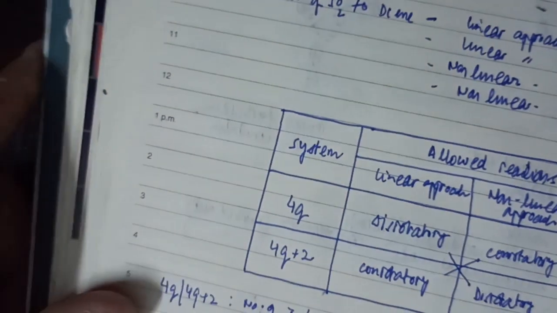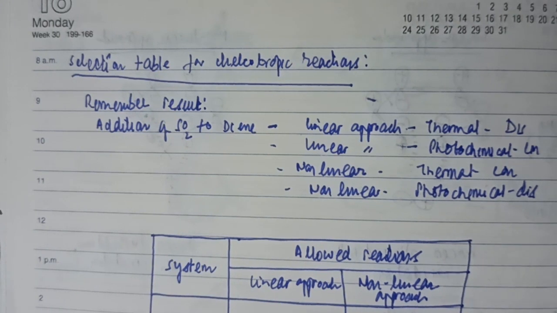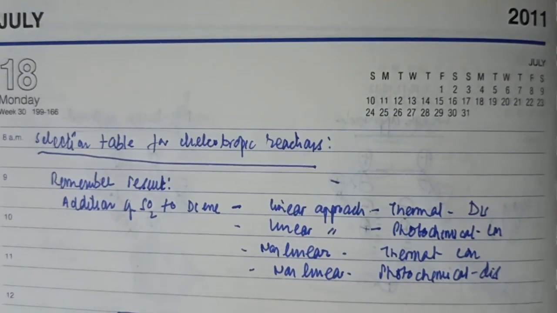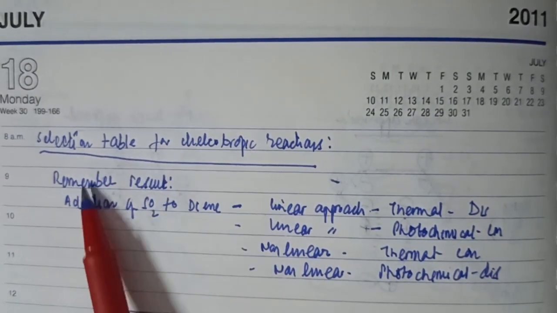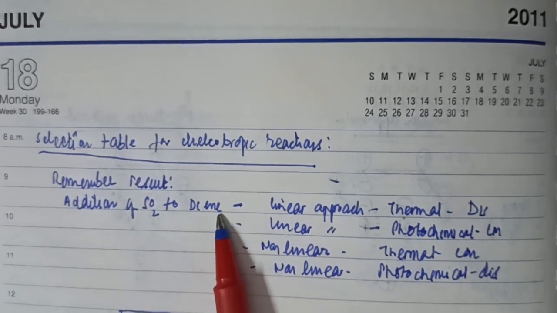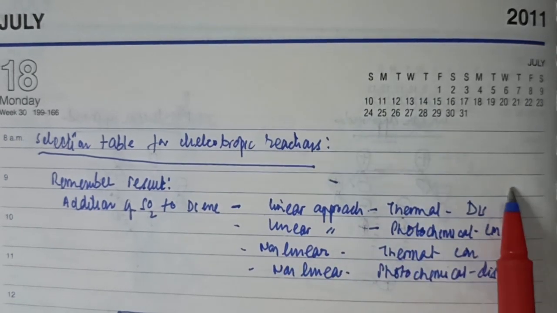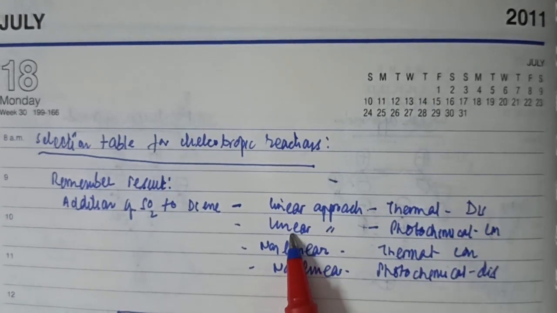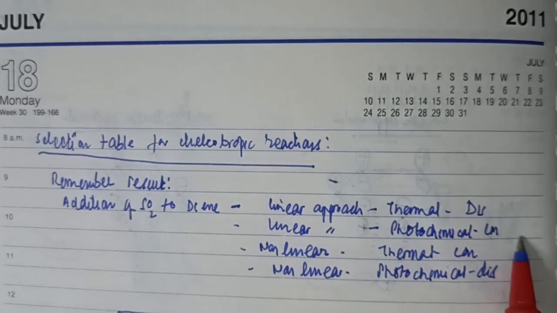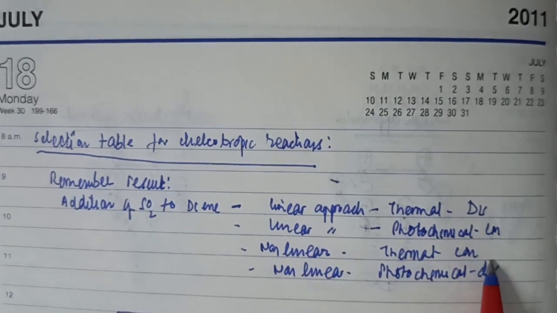Right. So let's wind this topic up. Let's first of all try to write the results and then try to create a selection table from these results. Let's remember the result of the problem which we have discussed completely, addition of sulfur dioxide to diene. If you remember, linear approach under thermal conditions was allowed with disrotation. Linear approach under photochemical conditions was allowed with conrotation. Similarly, non-linear approach under thermal conditions was allowed with conrotation.